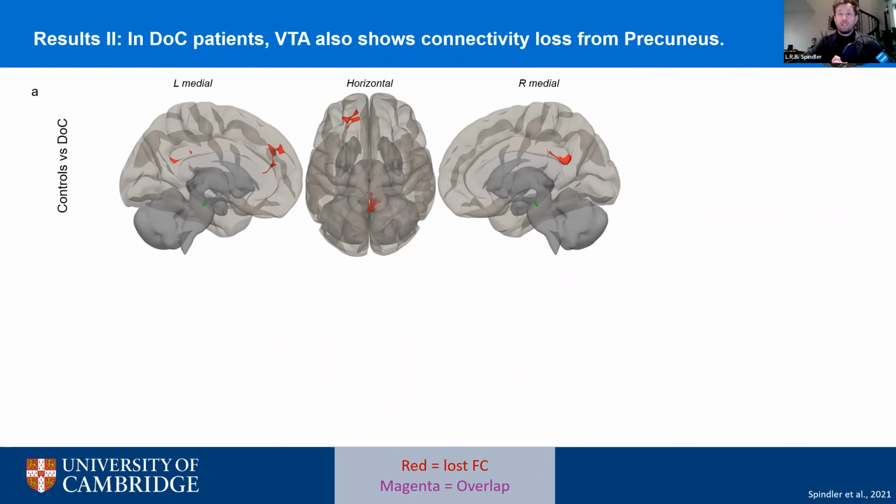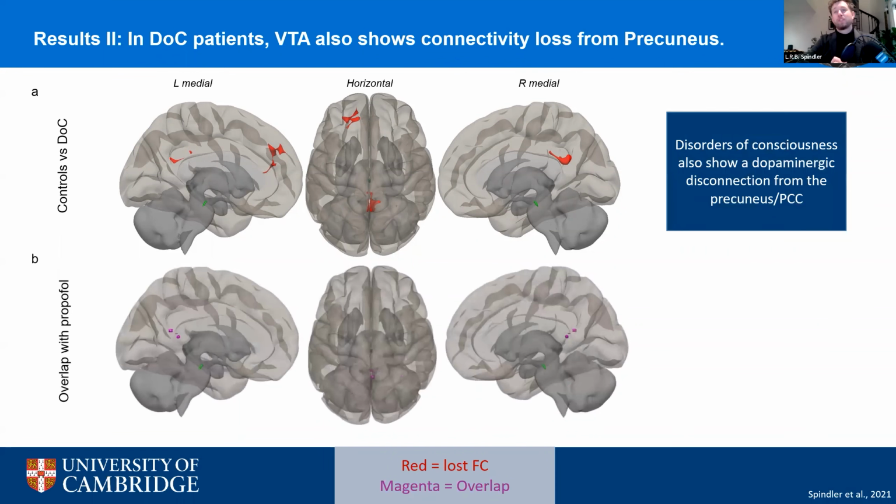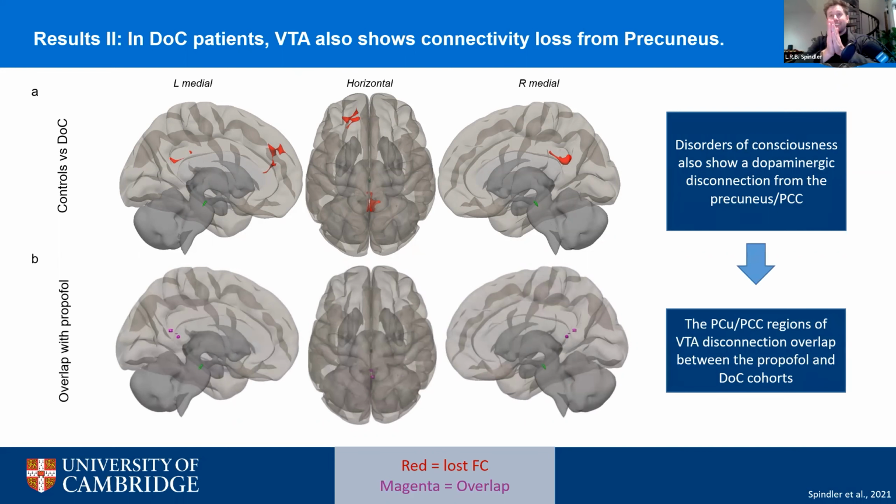Strikingly, we found that in disorders of consciousness patients, there was a disconnection from a very similar area of the precuneus and posterior cingulate cortex. I'm sure you can appreciate this wonderful, massive overlap that we found there, which is really just a few voxels, but it is an overlap. As such, we find that there's also this dopaminergic connectivity deficit in the DOC patients. So across pharmacological and pathological consciousness perturbation, the VTA, the dopaminergic source nucleus, disconnects from a main default mode network node. Quite intriguing, again, given that it is the area that is usually the most strongly connected to the default mode network.